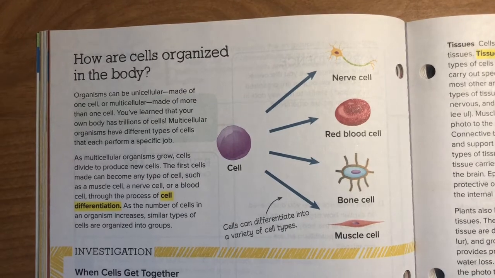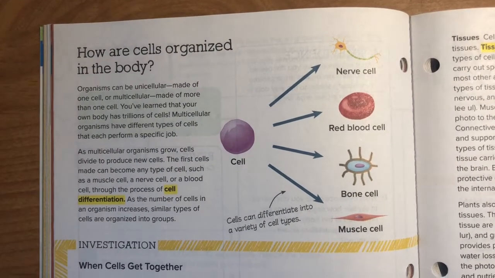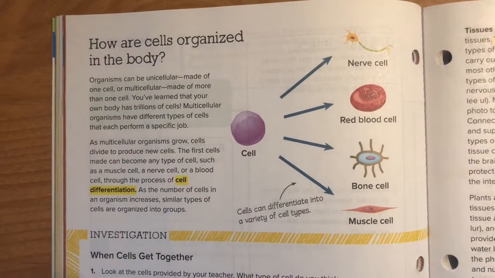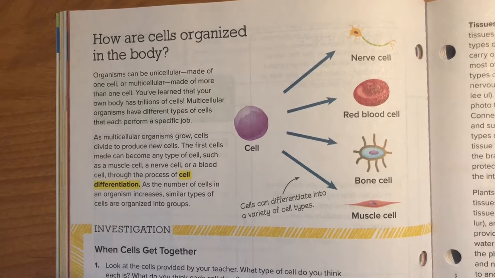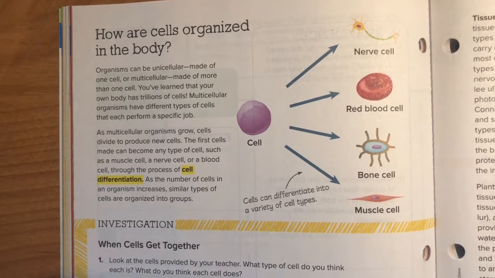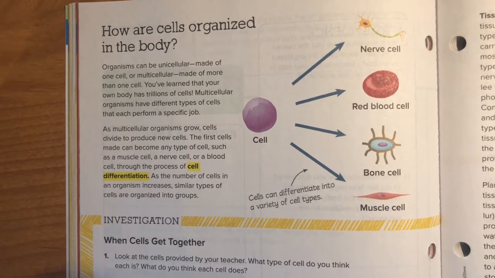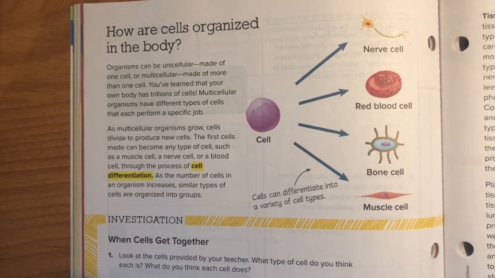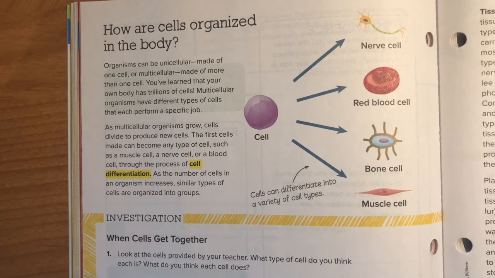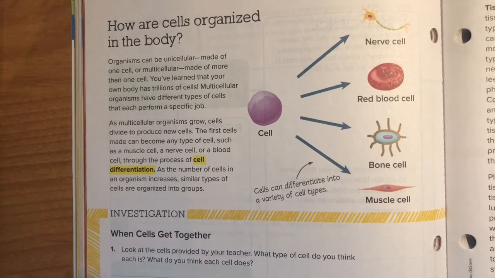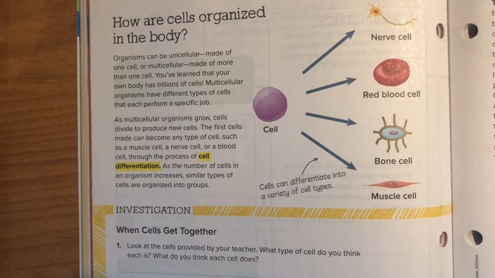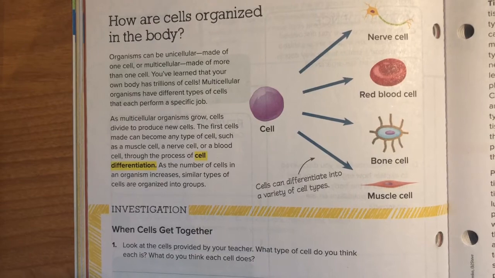Organisms can be unicellular, made of one cell, or multicellular, made of more than one cell. You've learned that your own body has trillions of cells. Multicellular organisms have different types of cells that each perform a specific job. As multicellular organisms grow, cells divide to produce new cells. The first cells made can become any type of cell, such as a muscle cell, a nerve cell, or a blood cell, through the process of cell differentiation. As the number of cells in an organism increases, similar types of cells are organized into groups.